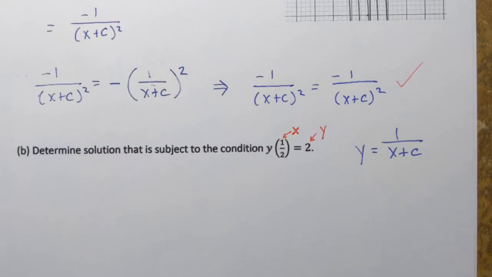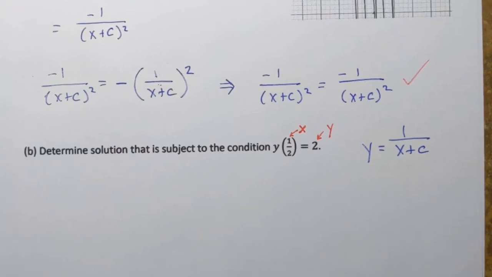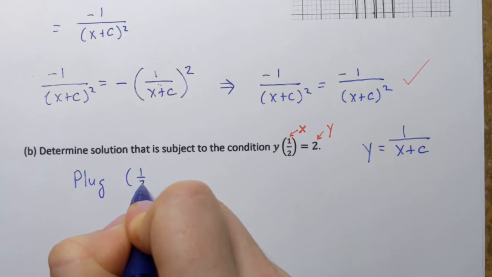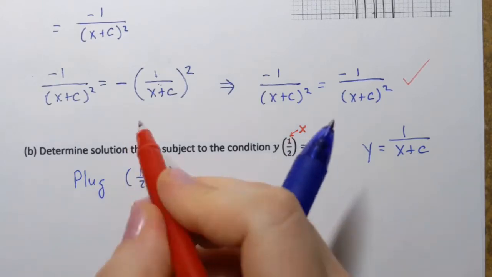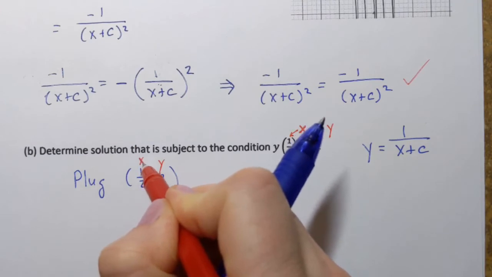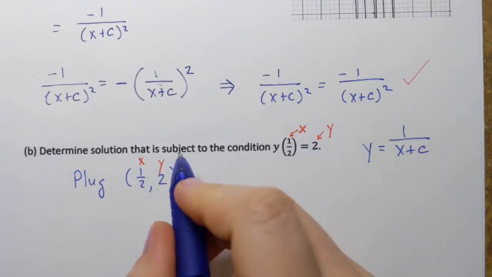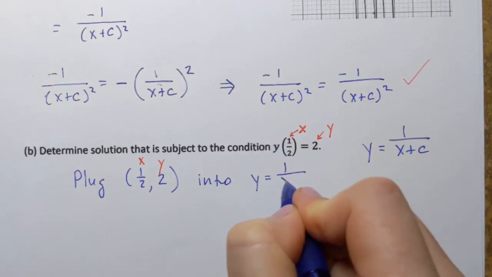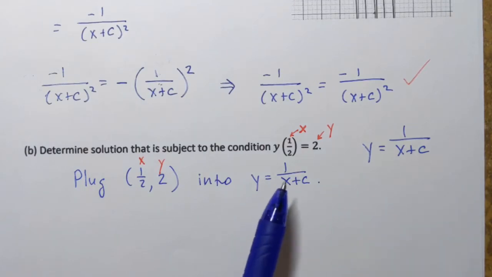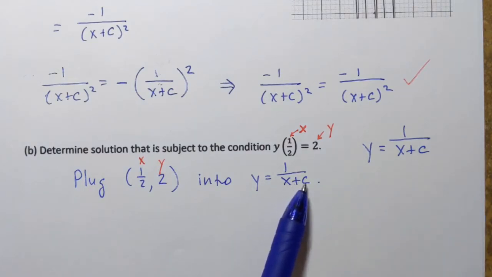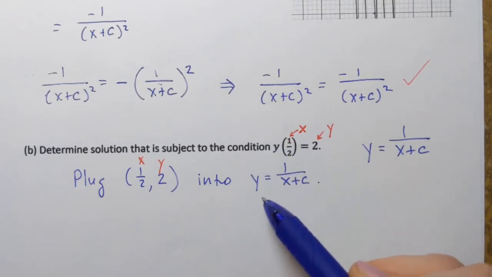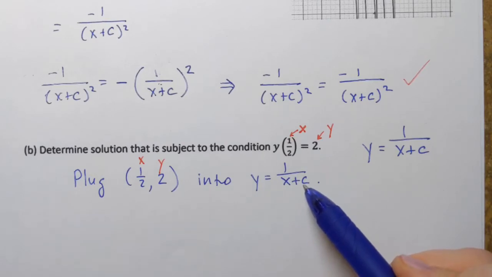How do we find it? Well, it's actually very simple, because what we need to do is plug in this point, plug 1/2 and 2, the given x and y values from here, into this family of functions. And once we do that, we're going to identify what value of c satisfies this condition. Because when we have c in our answer, it represents a family of functions. When c is a specific number, we're looking at the particular solution.